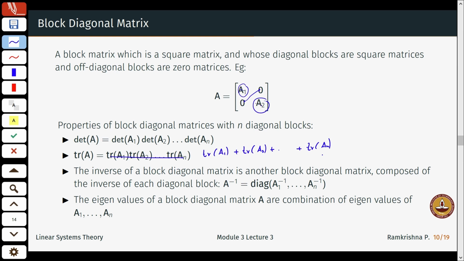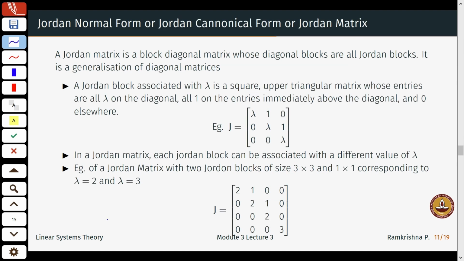Similarly with the inverse. A inverse would in this case be a block diagonal matrix again, with A1 inverse, A2 inverse, and so on. And eigenvalues: what are the eigenvalues of this block diagonal matrix A? They will just be the set of all eigenvalues comprising the eigenvalues of A1 all the way to An.